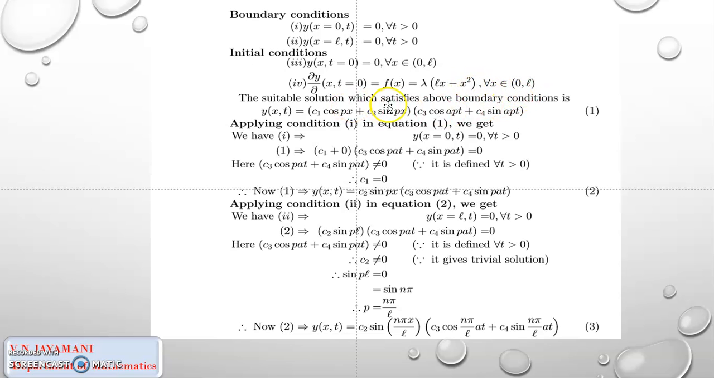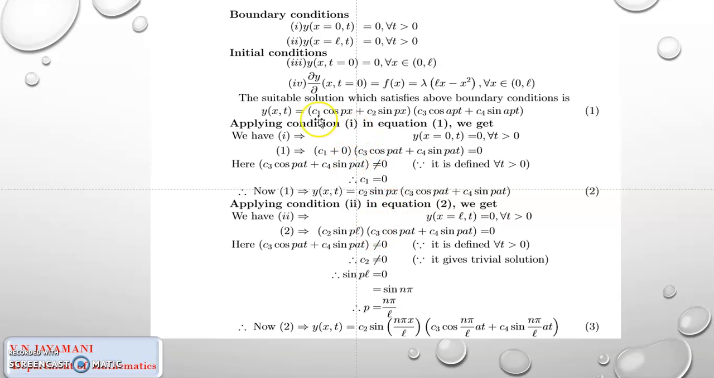The suitable solution which satisfies the above boundary conditions is y of x comma t equal to (c1 cos px plus c2 sin px) into (c3 cos apt plus c4 sin apt). Now applying the first condition in equation number 1. What is the first condition? y of 0 comma t is equal to 0. This means we have to apply x equal to 0.